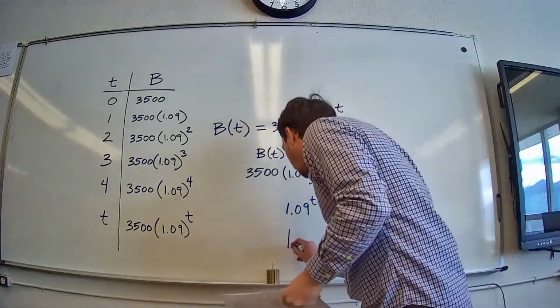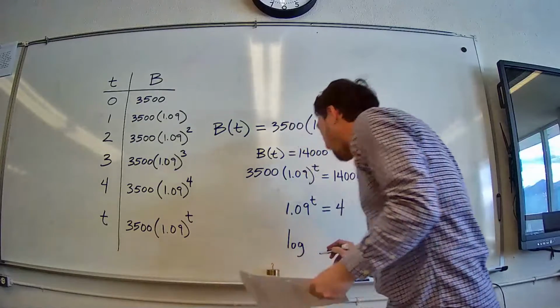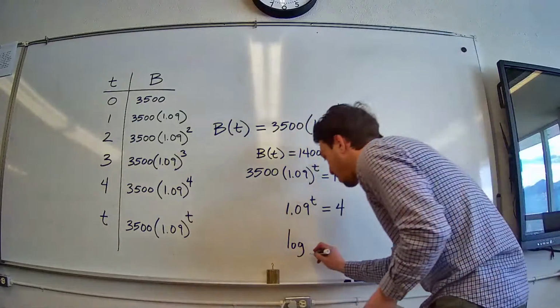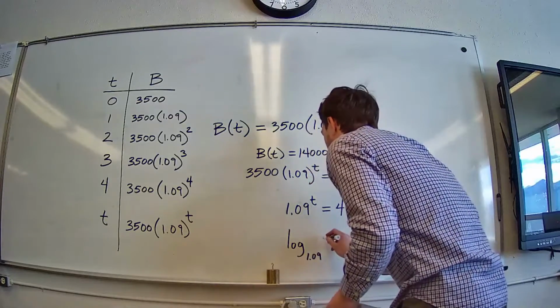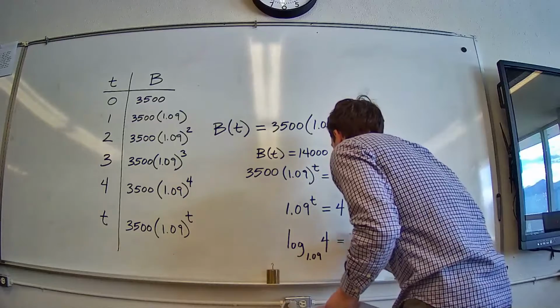So we go log base... What's the base of our log? The base is 1.09. Log base 1.09 of 4 equals t.